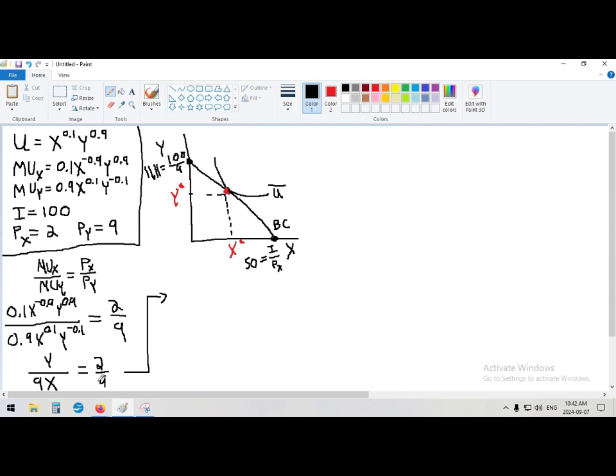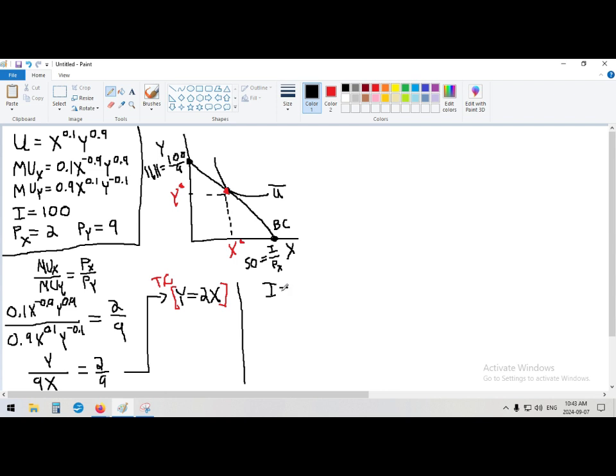Here, we can get rid of the 9s on each side, and then let's move the x over. So here you get y equals 2x. So that's the first equation we need, which is the tangency condition, which tells us these two lines are touching. And then we also know we're on the budget constraint, so we can use that equation as well.